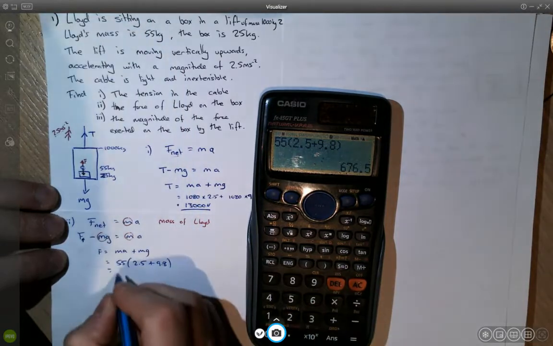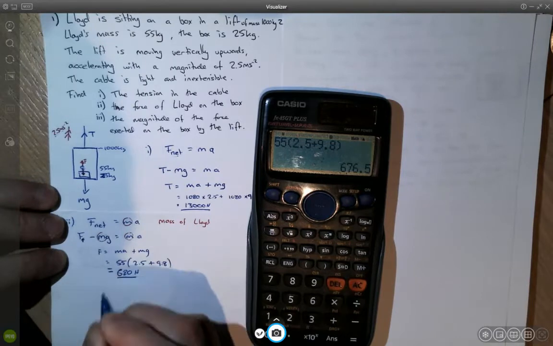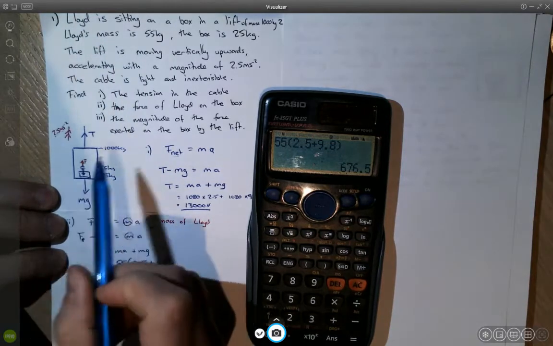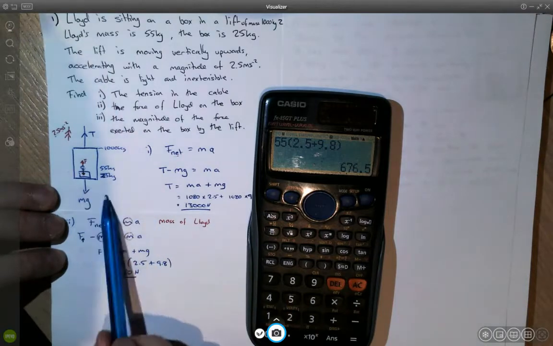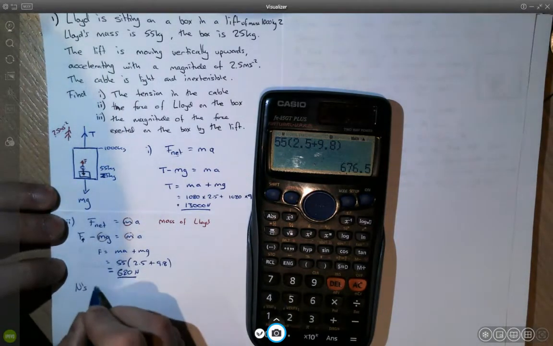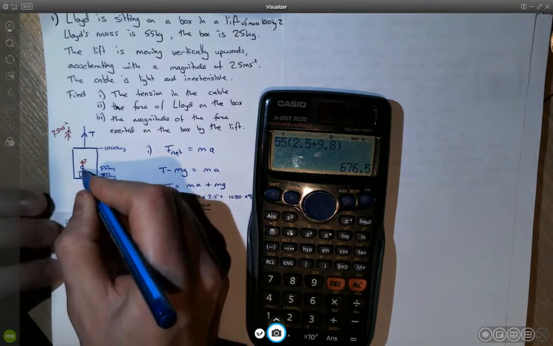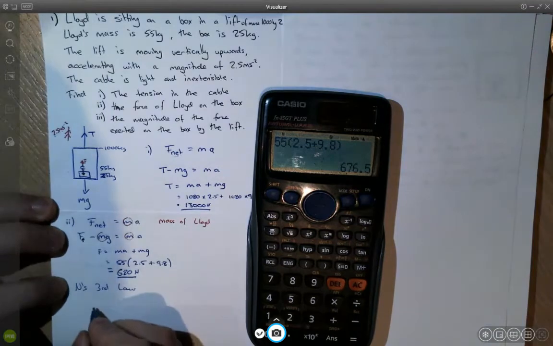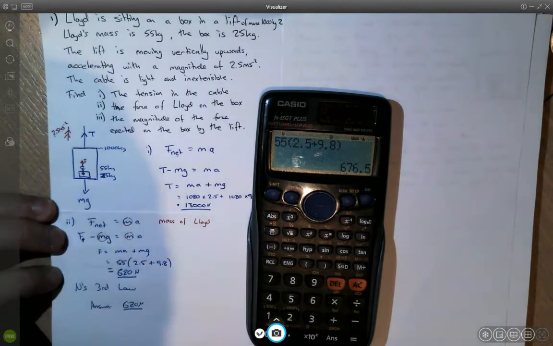And you can see that the force is 676. I'm just going to round it to 680 newtons. Now that's the force up. We're actually asked for the force of Lloyd on the box. Well, if this is the force upwards that's making him accelerate, by Newton's third law, we know that there is an equal and opposite force downwards from Lloyd on the box. So the answer must be 680 newtons down as well.